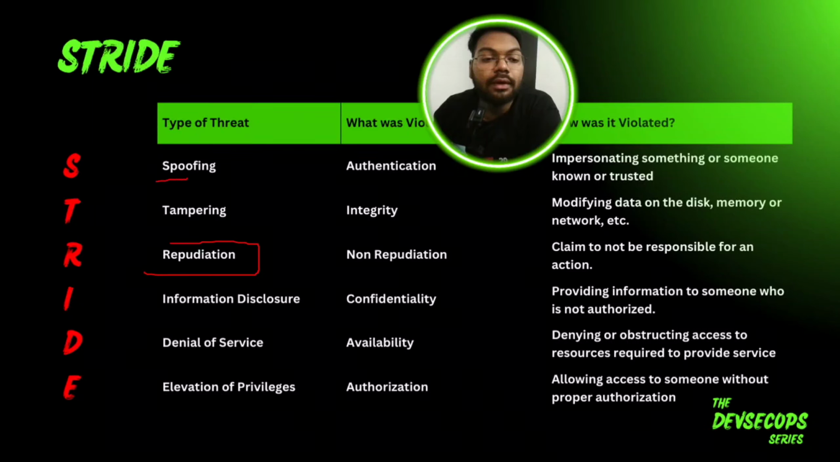The next is repudiation. Spoofing, tampering, repudiation. Now what it violates is non-repudiation. What is this thing? Let's see, what it violates is claiming not to be responsible for an action.